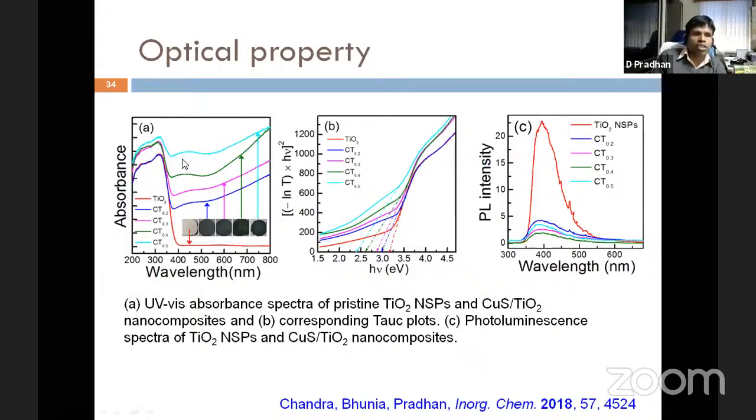But even though it is absorbing more sunlight and producing more electron hole pairs, they are not well separated, and recombination is more in that sample, even though copper sulfide is more. Therefore, they do not give higher hydrogen generation performance. So an optimum value is required.